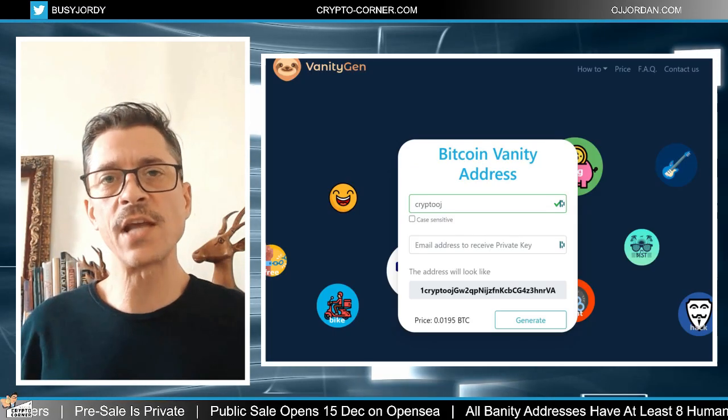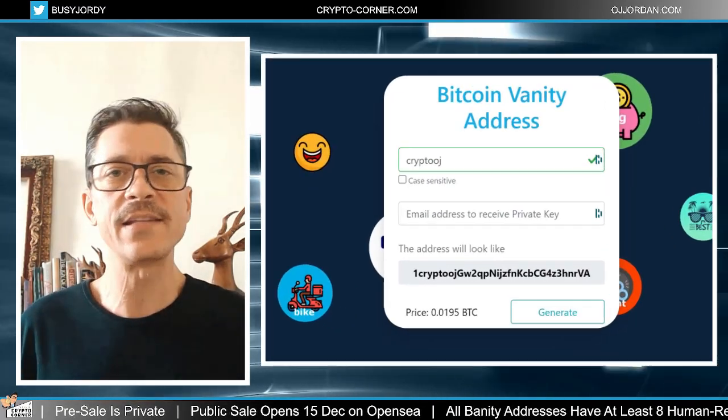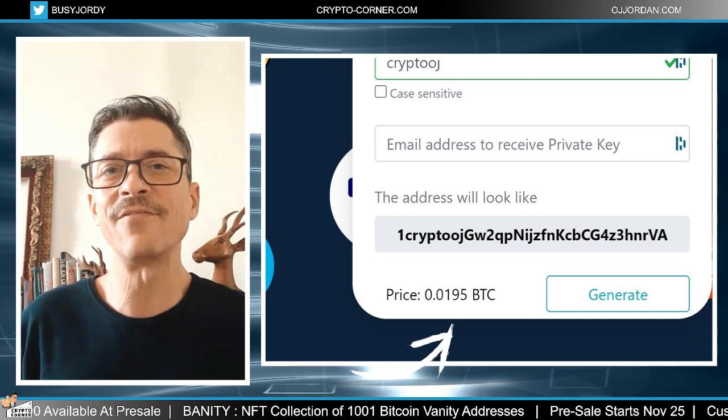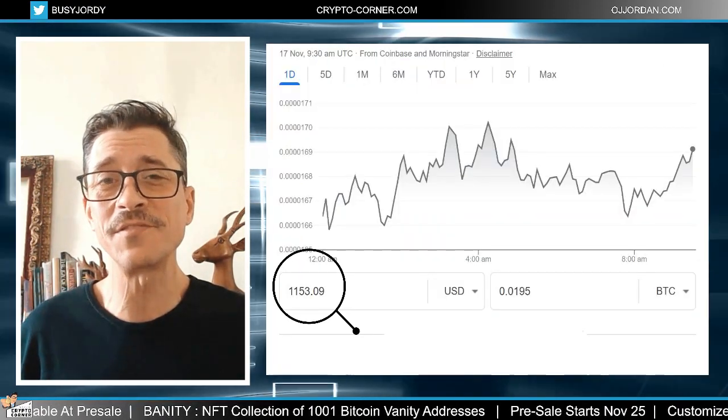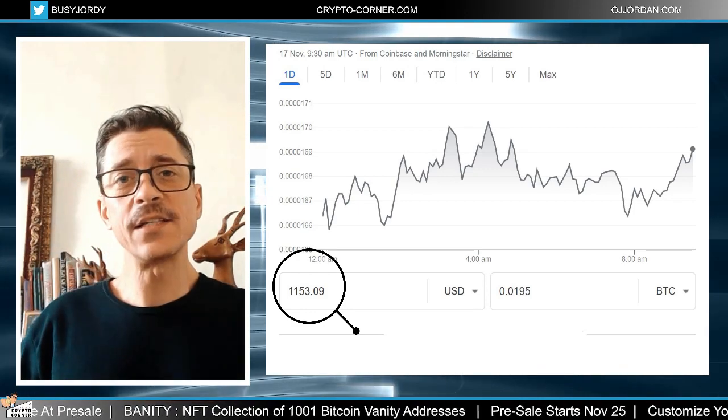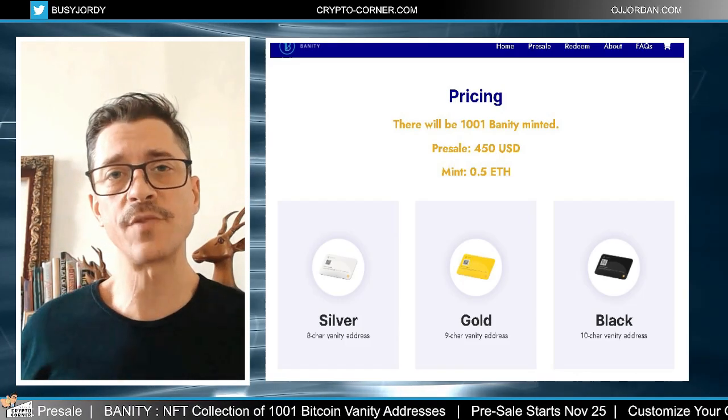far. Vanity Gen is the most well-known so far, and they charge 0.0195 Bitcoin for this, which right now comes to $1,153. Well, Banity addresses are less than half of this price. There are only 600 of these that will be available at the pre-sale.